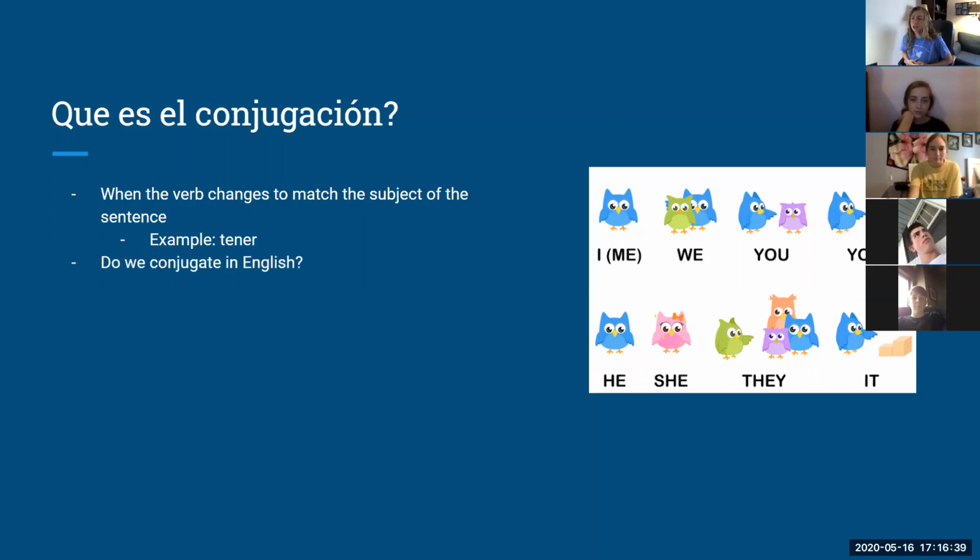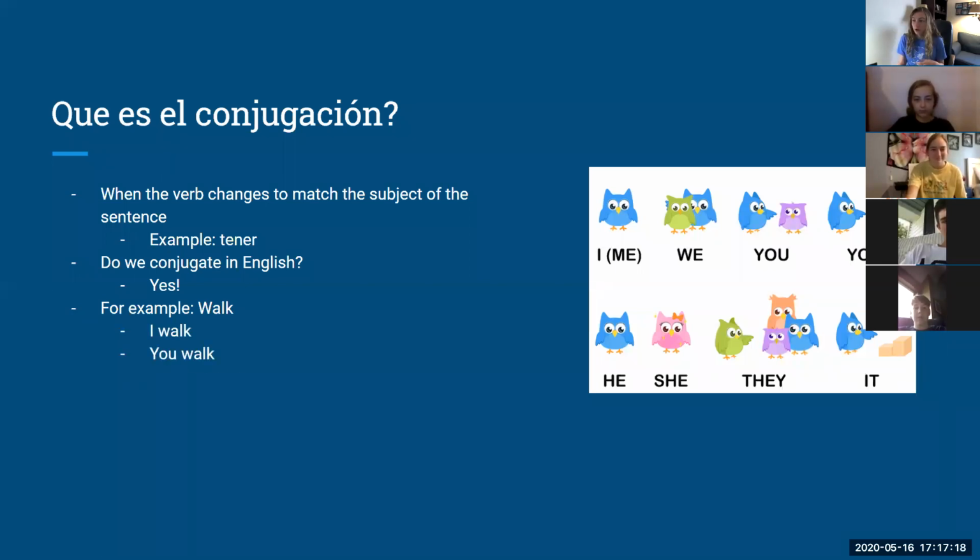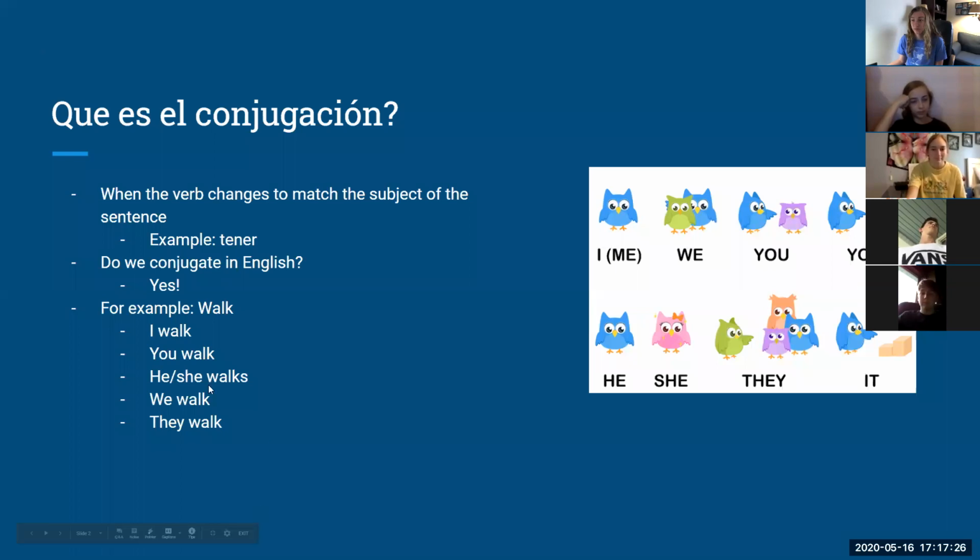So do we conjugate in English? Why don't you guys quickly put in the chat yes or no? Do you think we conjugate in English? Yes, good job. You guys are right. So we do conjugate in English, but it's just not as obvious as it is in Spanish. So, for example, if we take the word walk, we say I walk, you walk, he or she walks, we walk, and they walk. So the only change really is when we talk about he and she. So it's kind of interesting. In Spanish, we change for all of these though, so it's a little more complicated.